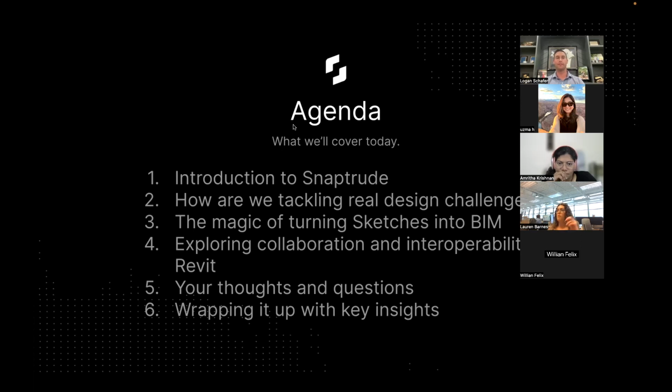Then the fourth point is exploring collaboration and interoperability with Revit. I think this is one of the larger ones for everyone on the call. How would a much simplified handoff affect your current workflows? How are you doing that today? What would it look like if you were utilizing Snaptrude for that process? And how would live collaboration and quick access from anywhere change the way you could possibly work?